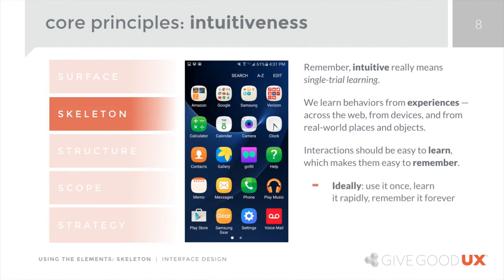In ideal situations, we use it once, we learn it rapidly, and we remember it forever. But in reality, what happens a lot is that we use it a few times and we figure it out, but we're also sort of hoping that we can remember how to do it the next time. So that's why things need to be intuitive. That's why interface design needs to enable single trial learning, right?